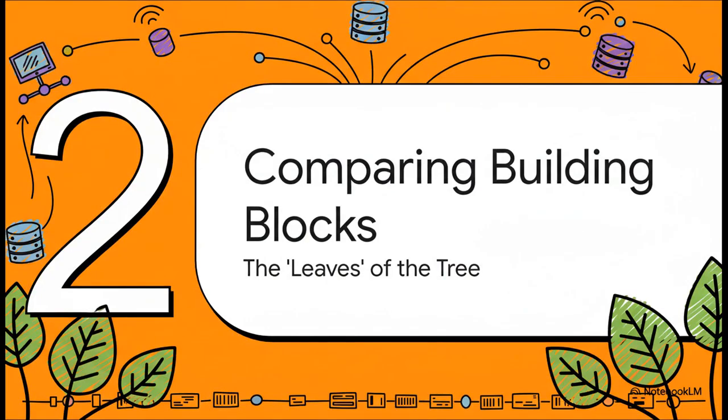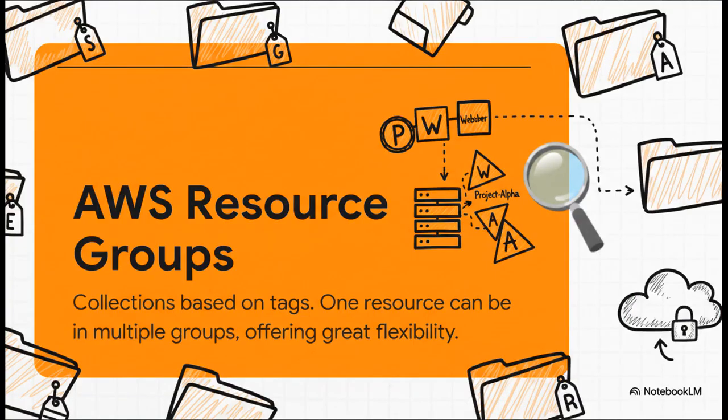Okay, to really get the differences here, we have to start at the very bottom. Let's call them the leaves of our organizational tree. This is all about how each platform groups your individual resources, your VMs, your databases, the whole shebang. So over in the AWS world, the main tool for this is Resource Groups, and they are all about tags. Seriously, think of tags just like hashtags on social media. You can slap multiple tags on one resource. So a single server could be tagged production, web server, and project alpha all at the same time. This gives you incredible flexibility.